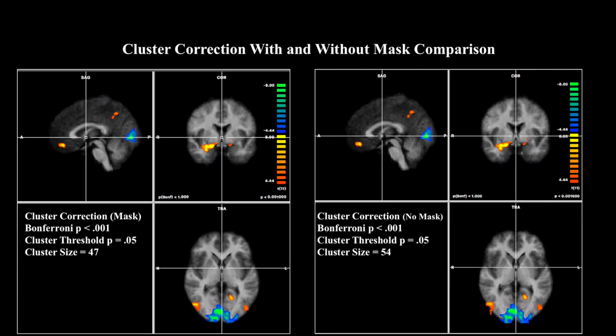Applying a mask to the cluster correction will give you a smaller cluster size, as we are no longer accounting for the voxels that are active outside the brain. Here, we can see on the left side a cluster correction performed using a mask, and on the right side, we have a cluster correction performed without the use of a mask. The correction on the left, performed with the mask, has a cluster size of 47, while the one on the right, performed without the mask, has a cluster size of 54.